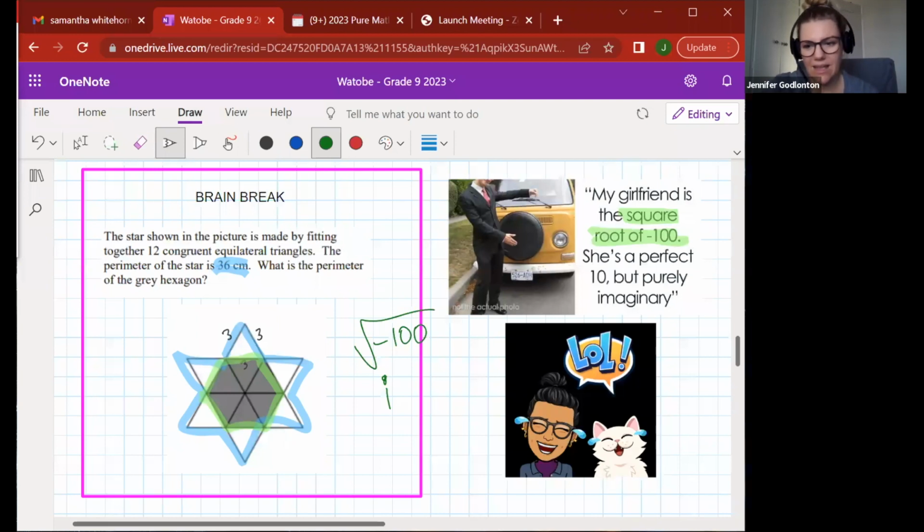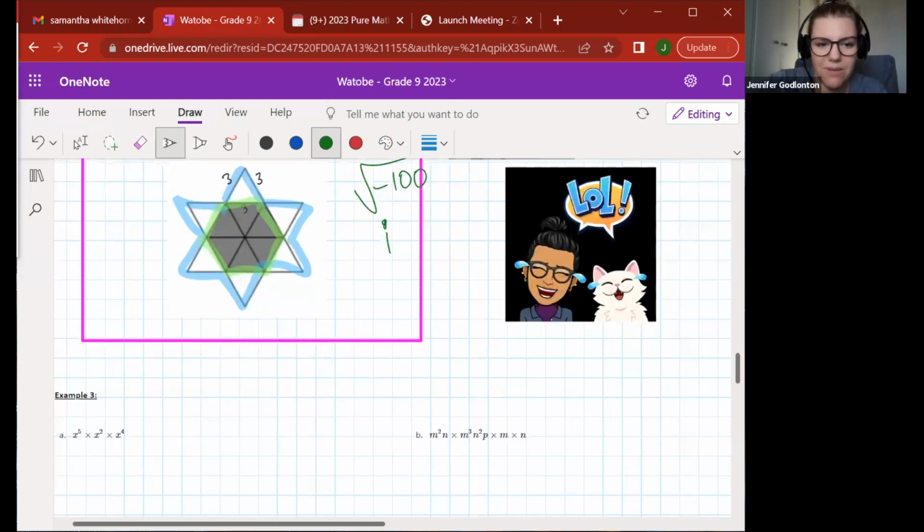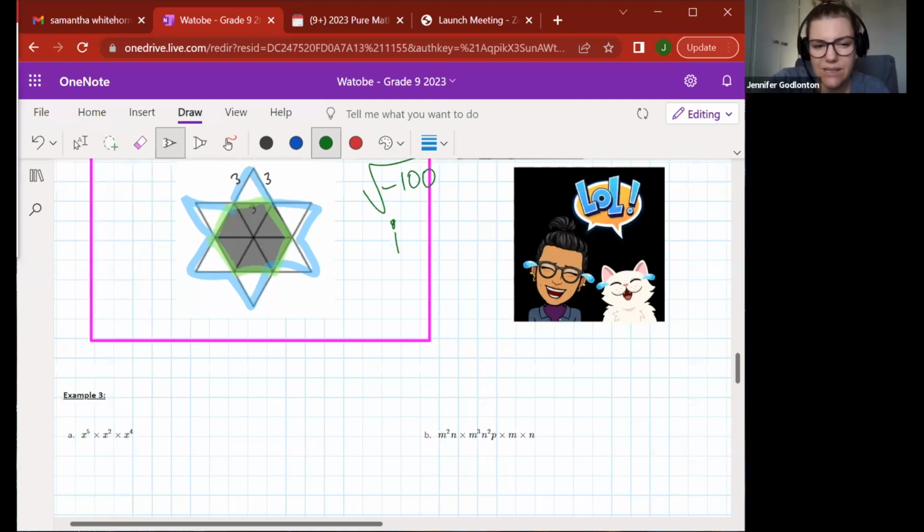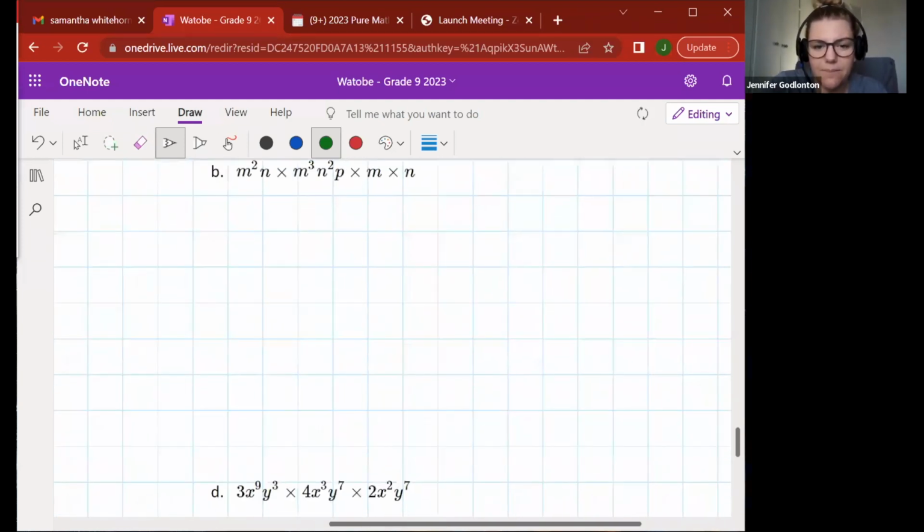Okay. Let's jump into some more exponents. Let's see what we can cover in our last few minutes. I think that one's a little bit too easy for you guys. Let's jump here.